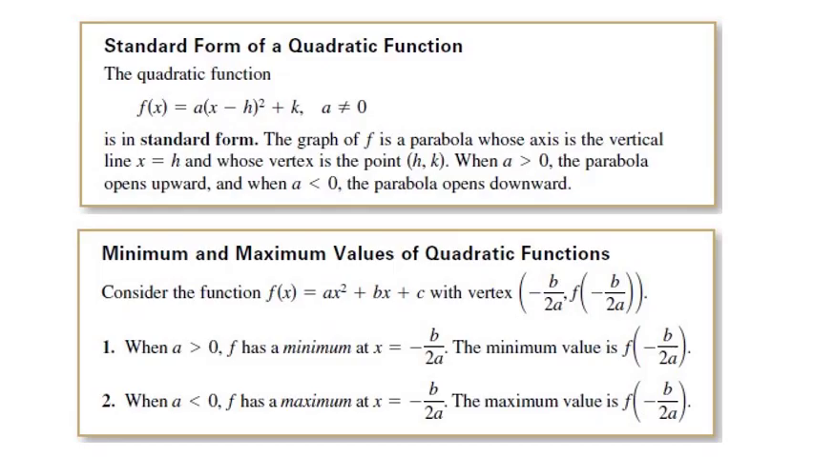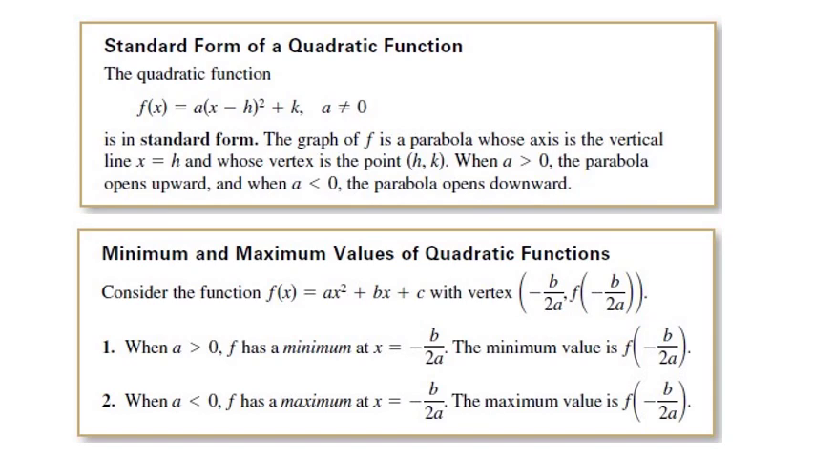We will also continue reviewing how to take a quadratic in general form and rewrite it in standard form. The standard form is a times the quantity of x minus h squared plus k. Notice the vertex is found by identifying the h and the k value.